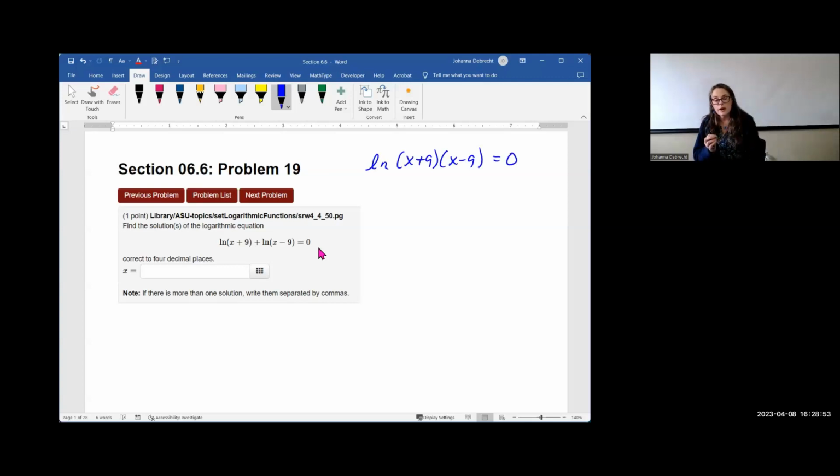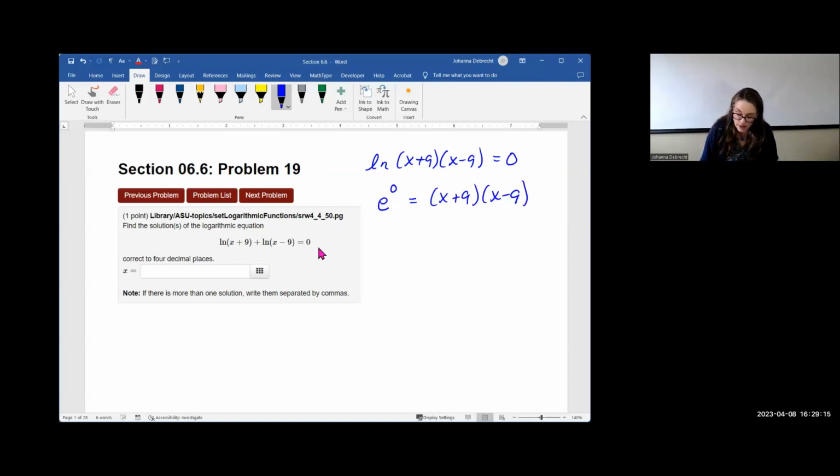Once you've compressed the left side, you have one logarithm equal to a constant. So we switch forms and go to exponential. The base is e, the power is 0, and it equals x plus 9 times x minus 9. Now, e to the 0 is going to be 1.